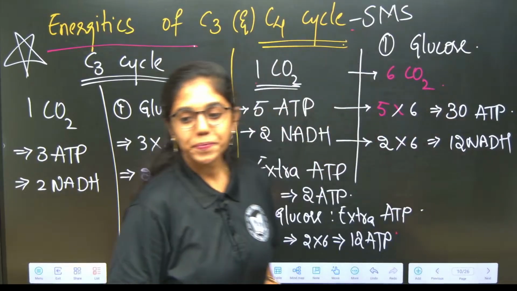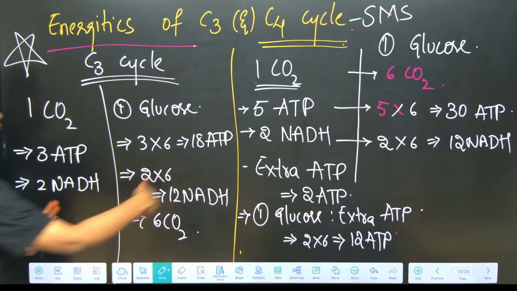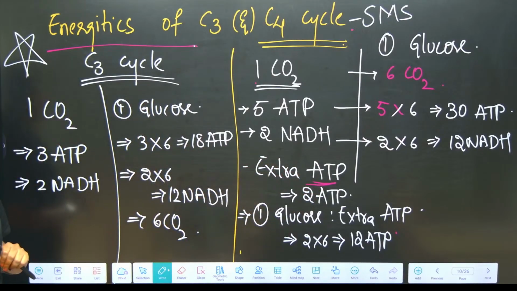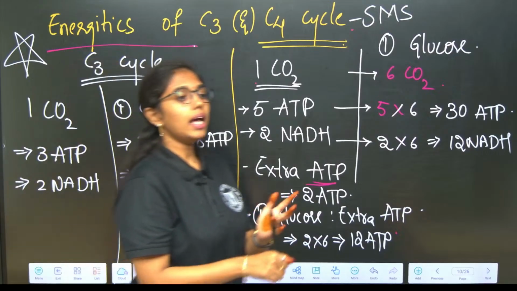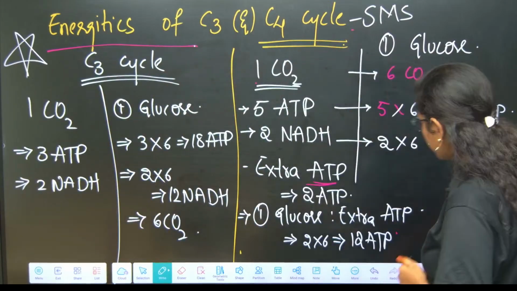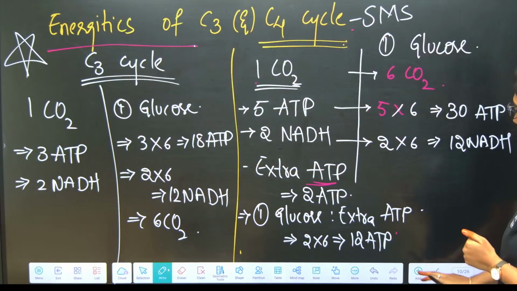Extra ATPs? No. See, extra ATP is in comparison between C3 and C4. Clear? So, any doubt anywhere in C3 cycle, C4 cycle and photorespiration? No, right? Now, CAM cycle is left, right?